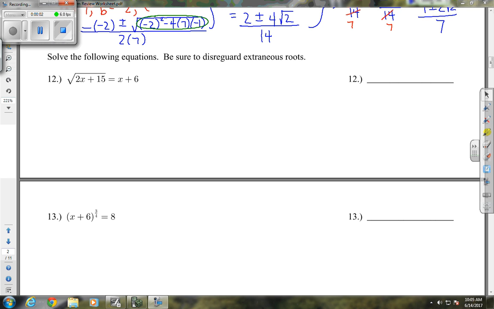Hey guys, welcome back to the midterm review. In this section, I'm going to work problems 12 through 14. These are just sort of some miscellaneous equations.